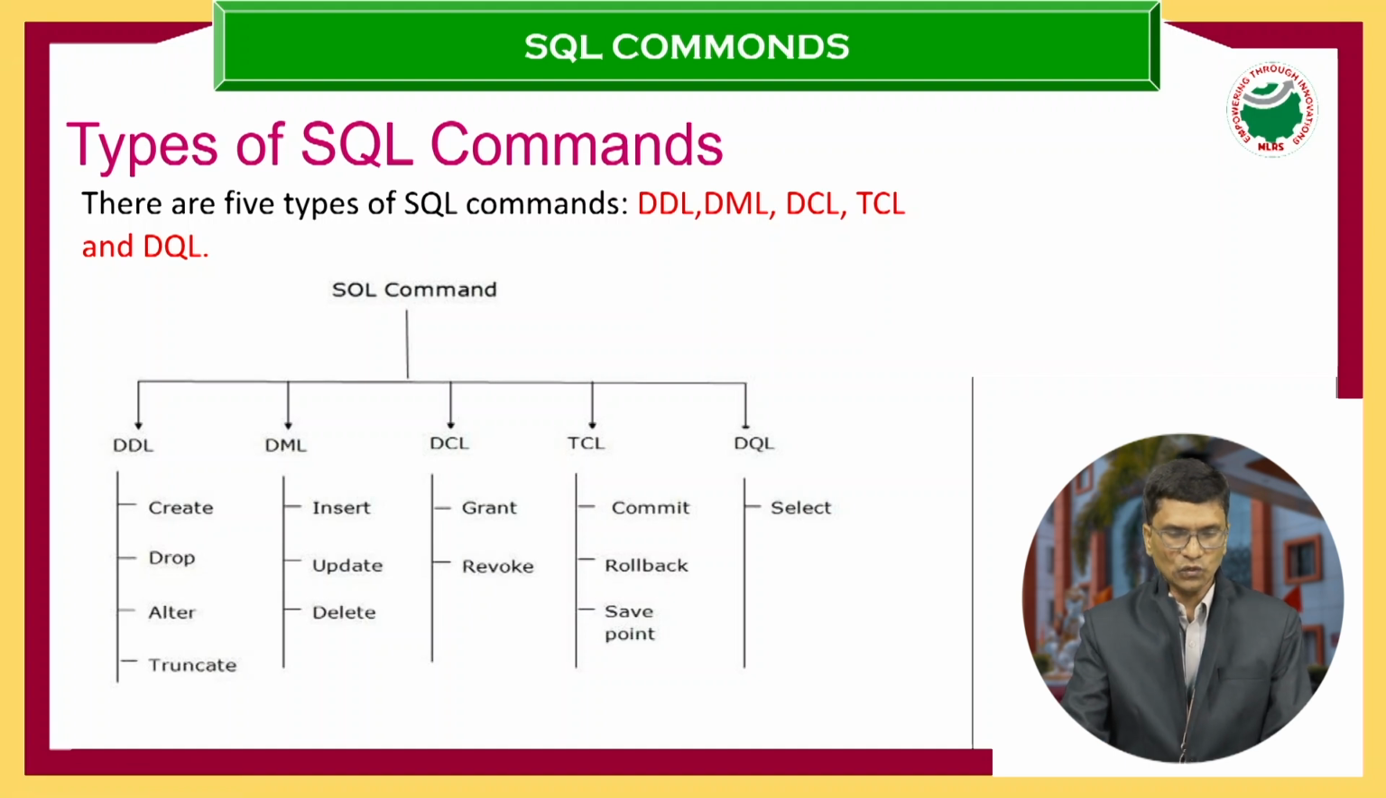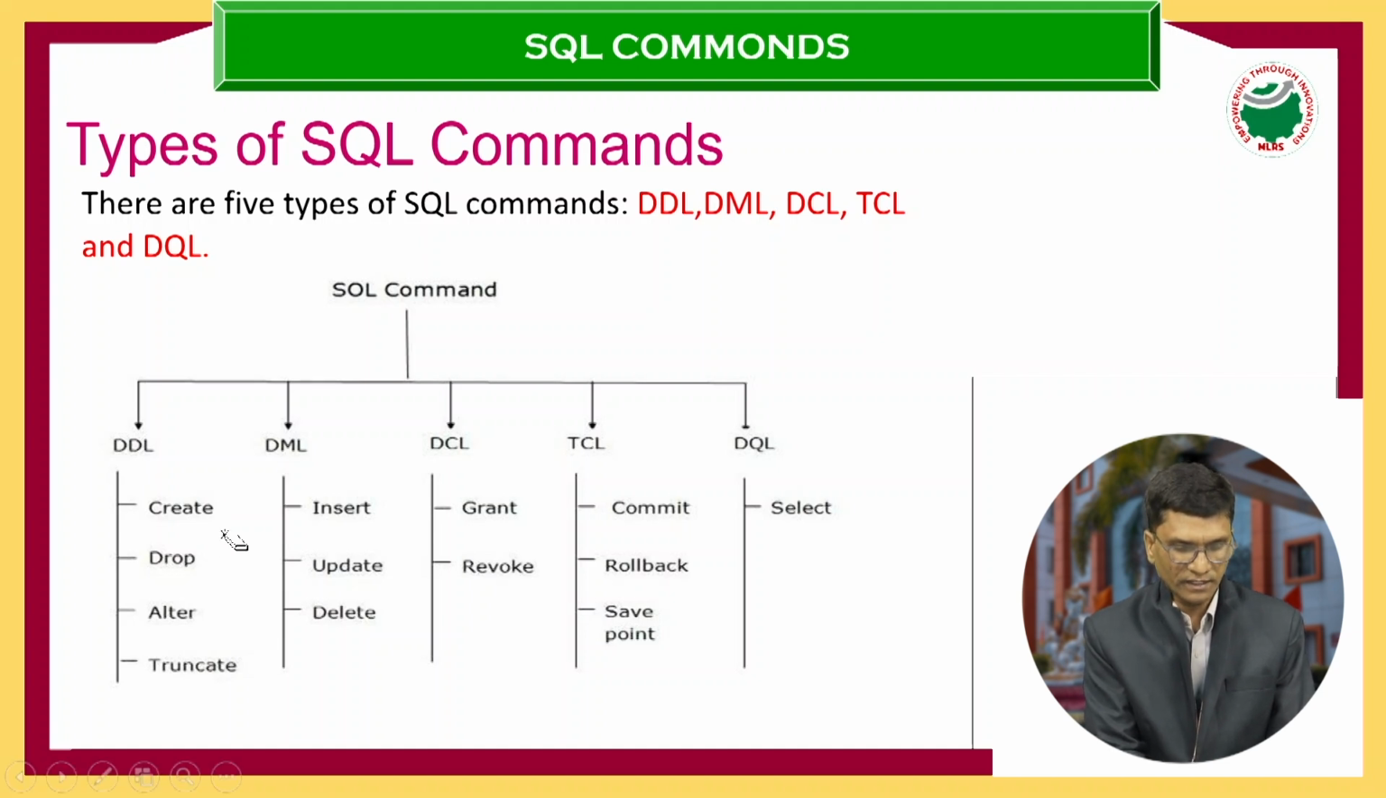This diagram shows the types of SQL commands that we are using in recent years. There are 5 types of SQL commands: data definition language, data manipulation language, data control language, transaction control language, and data query language. Generally, we are using DDL, DML, and DQL. DQL is used for selecting the information from a given database or a table. So SQL consists of these 5 types of commands.